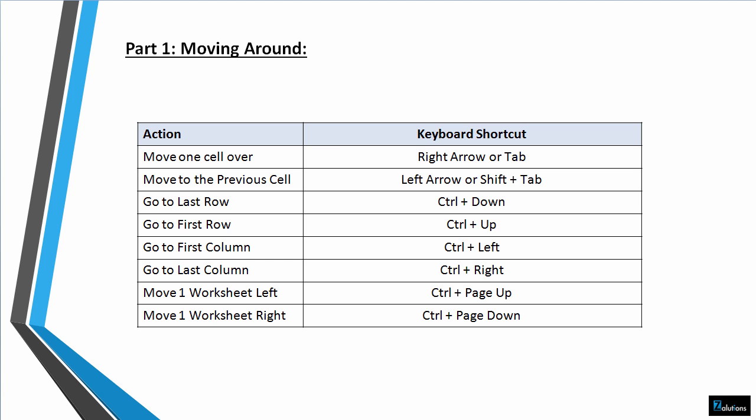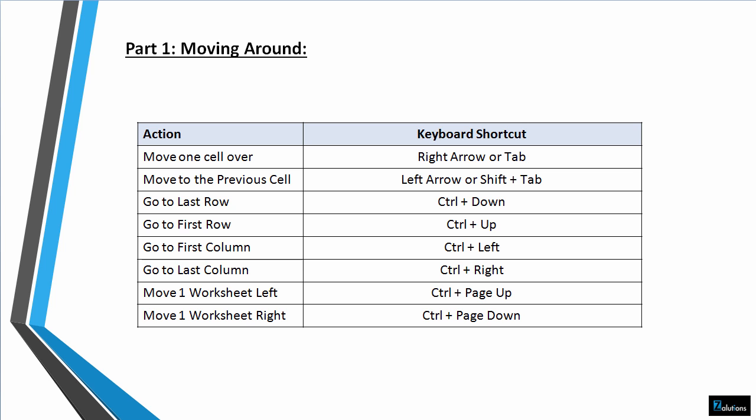Another option is to use the Tab button to move right, or Shift plus Tab to move left. If you want to quickly move to the last row in a column, Control plus Down will bring you there. If you want to move to the first row in a column, Control plus Up will move you there.